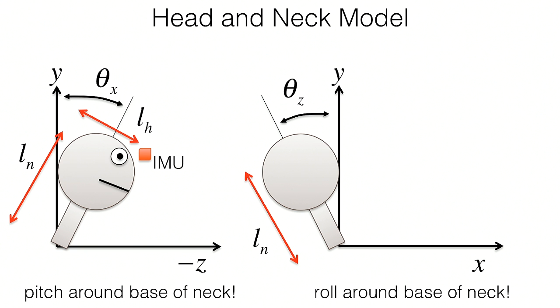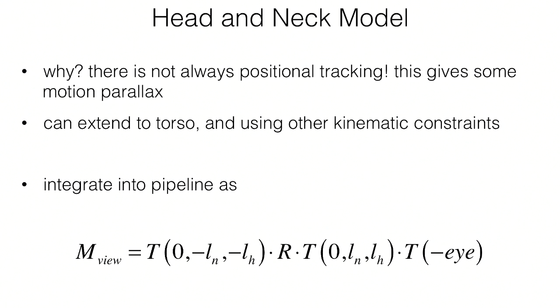What that allows you to do is it gives you a little bit of motion parallax even if you don't have positional tracking. So if you rotate the IMU this way, you know that you didn't rotate your head this way, you actually probably rotated your head this way. So there's a little bit of motion parallax that you can get out of just using the IMU. And it can be quite effective. Okay? So once we have the orientation, we're going to bake that into our view matrix, as we said earlier.